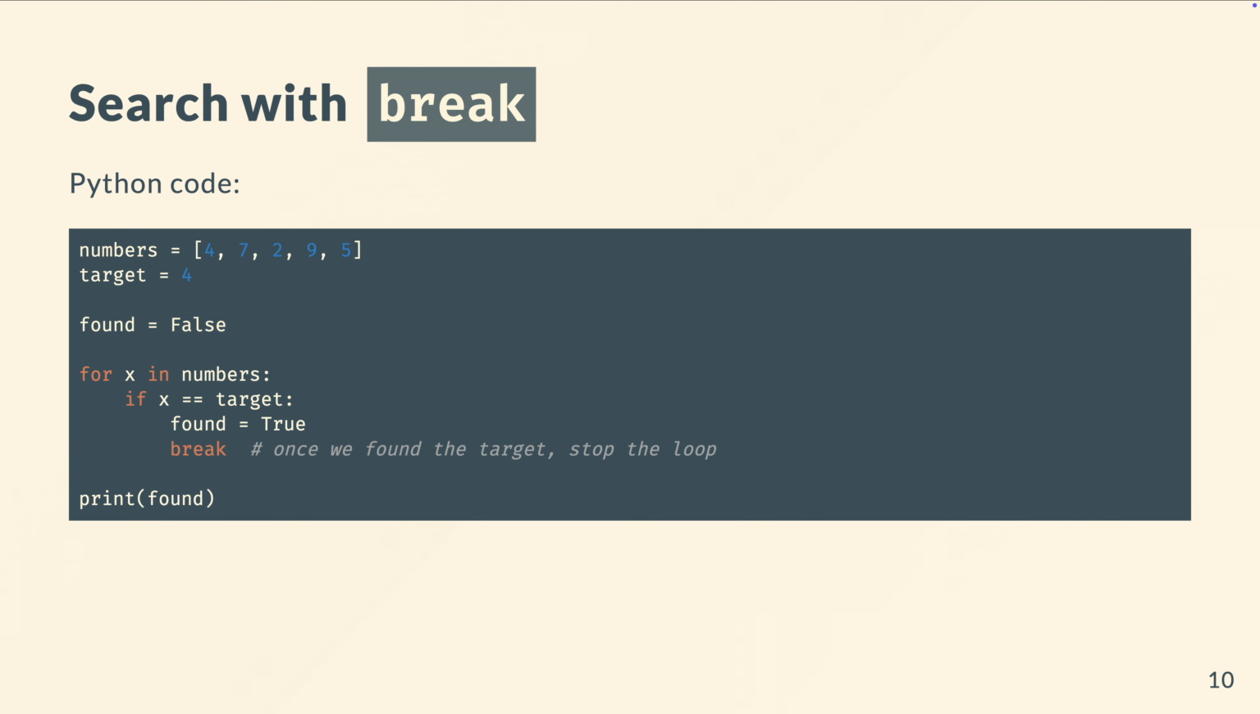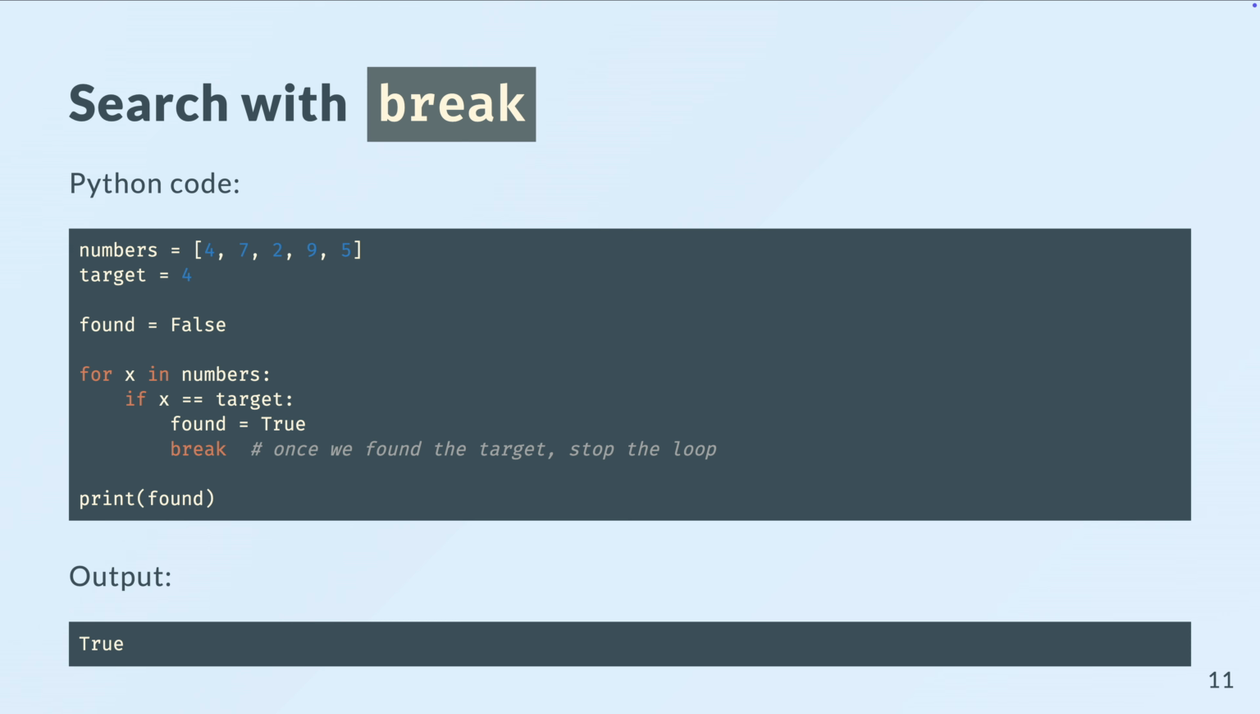Now we add break. When we find the target, we do 2 things. First, set found to true. Second, run break to stop the loop immediately. So if the target is near the front, we stop early and save time. The output is still true. So we get the same correct answer, but we can finish faster.